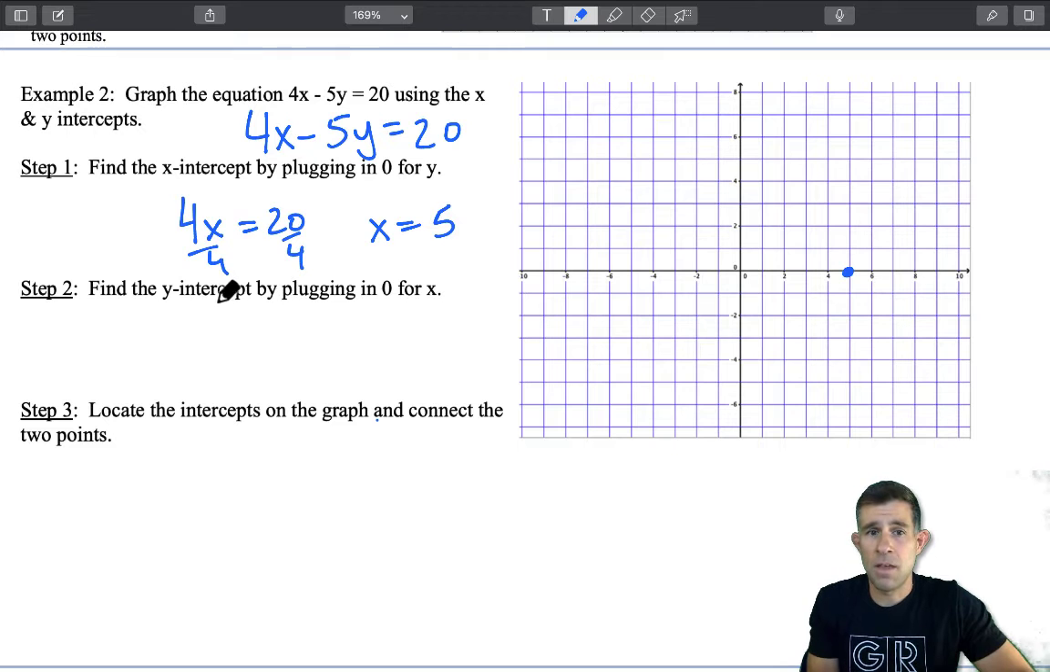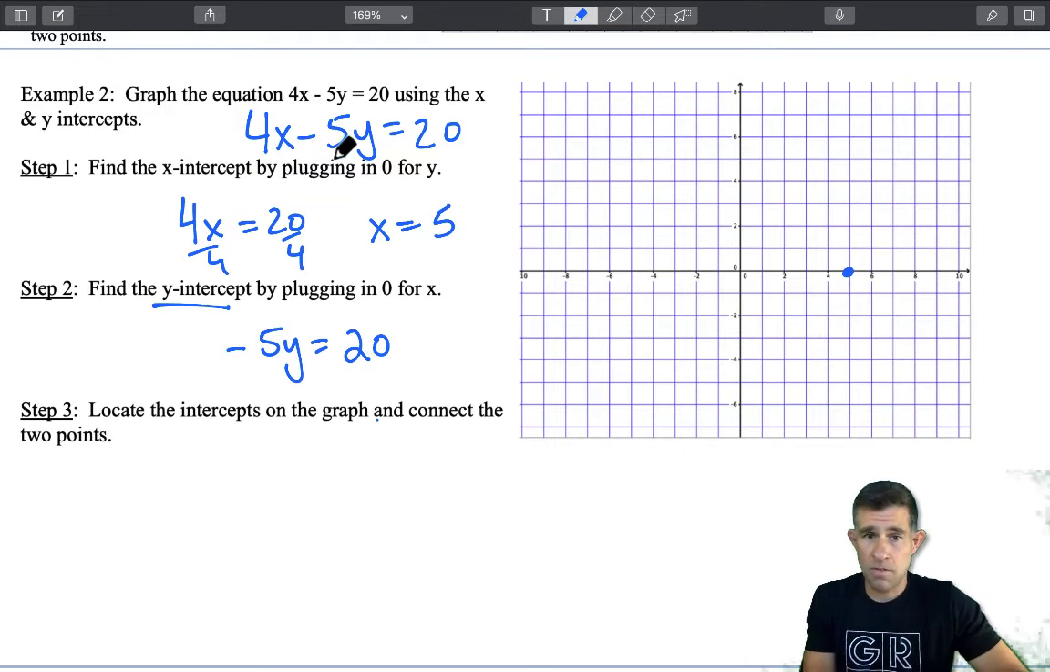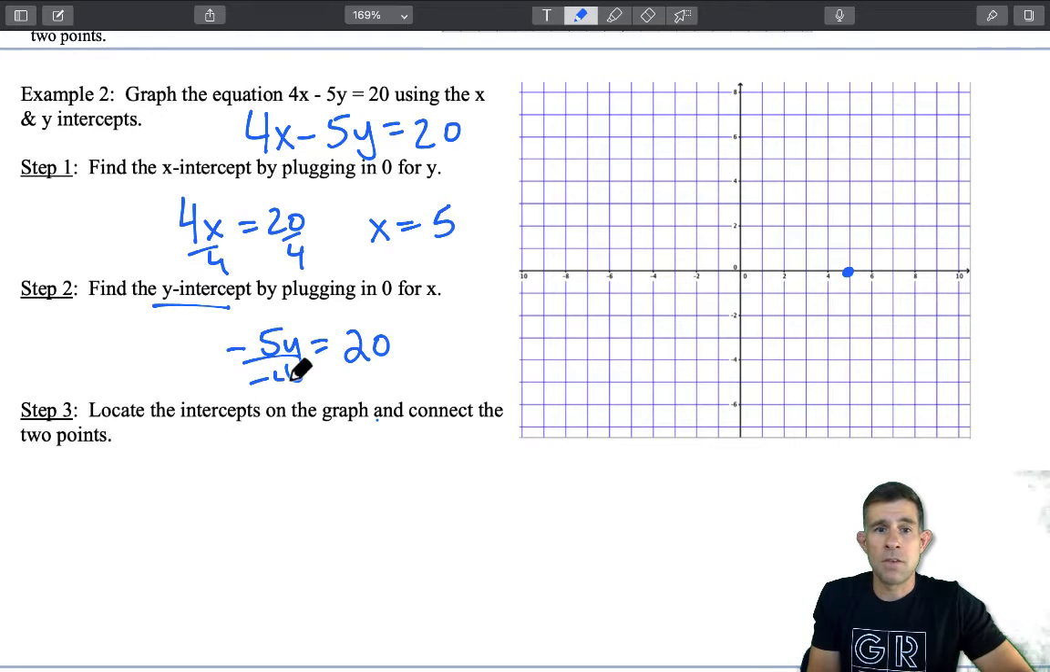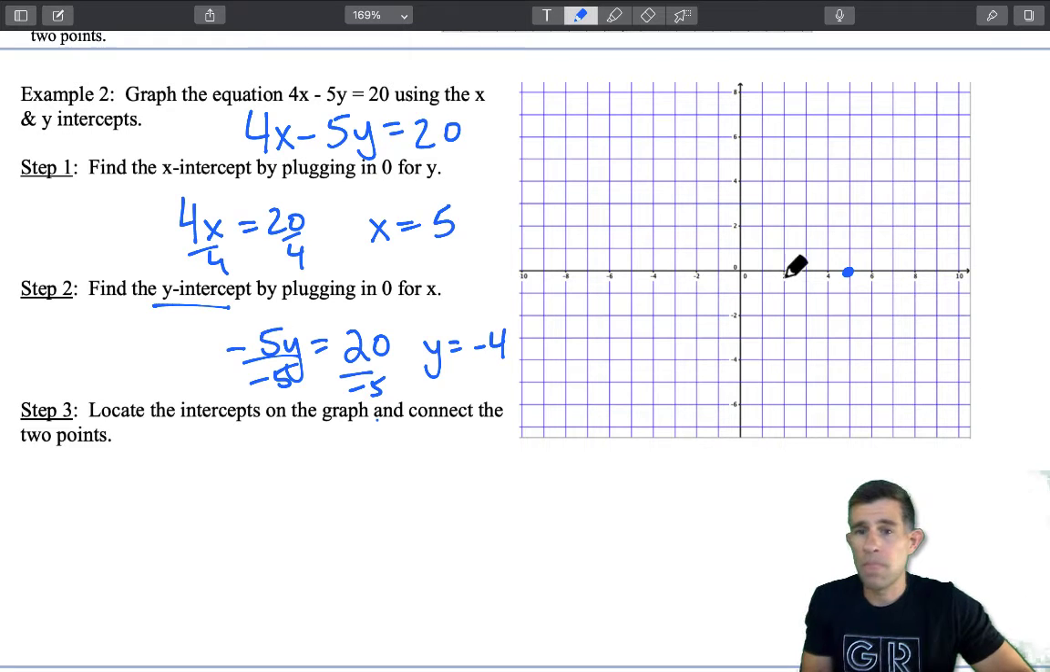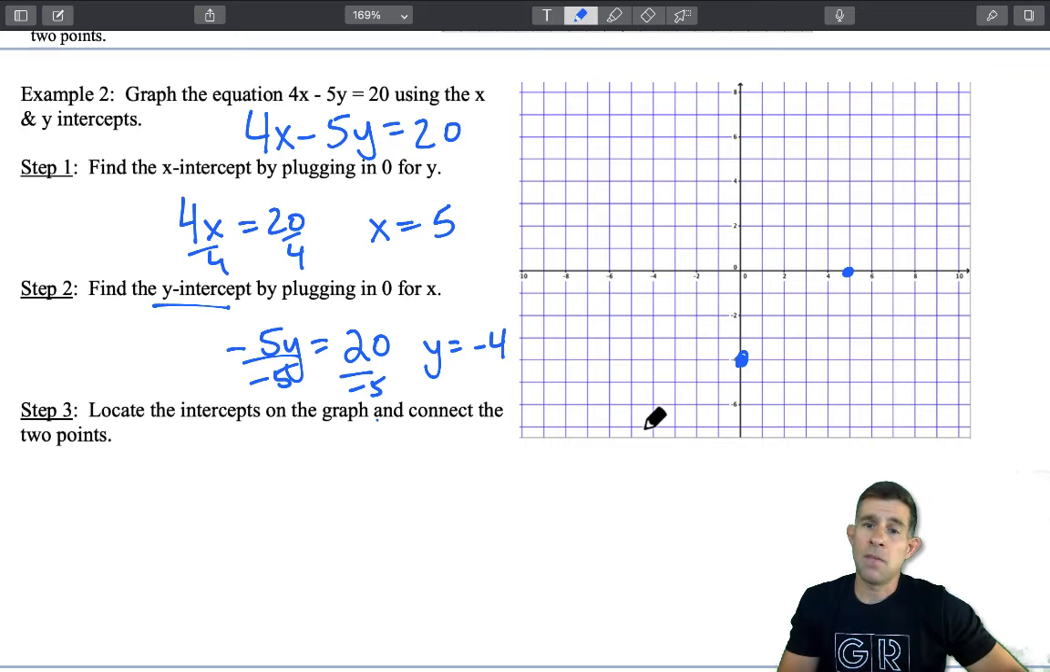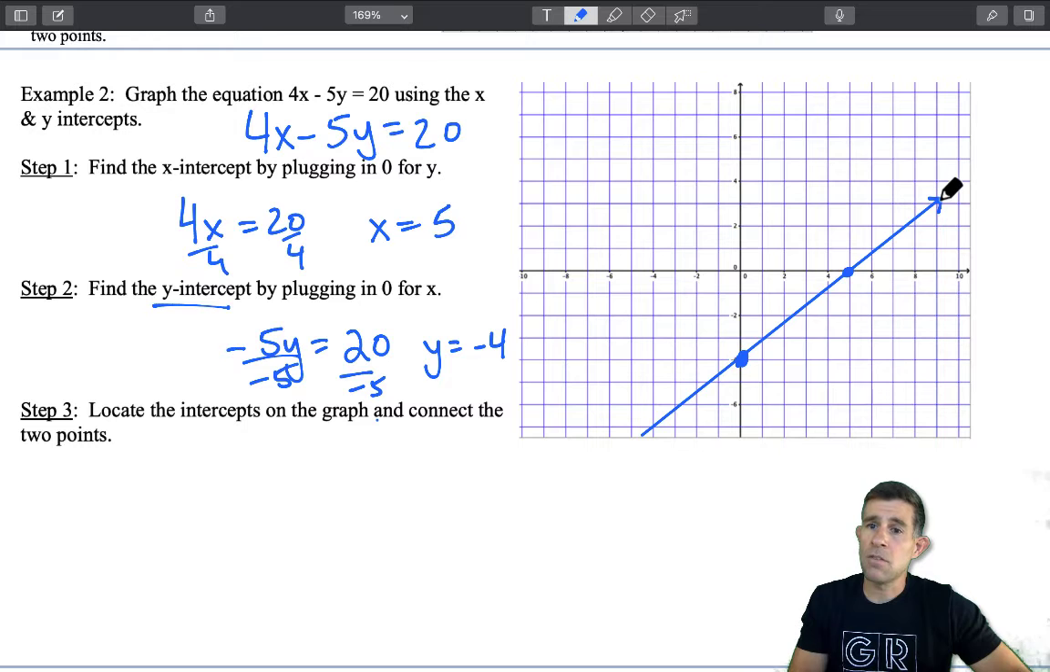Next, I'm going to do the same thing by plugging 0 in for x and finding my y-intercept. When I do that, it's like ignoring this first term, and I'm left with negative 5y equals 20. Now be careful, make sure you take that negative with the 5 because it belongs to the 5. Dividing both sides by negative 5, I get a y value of negative 4. Looking on my y-axis, here's negative 4, and again, I'm going from left to right to connect these 2 points, and here is the graph of this line in standard form.